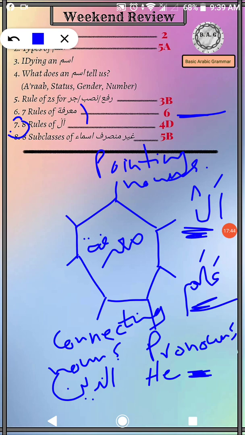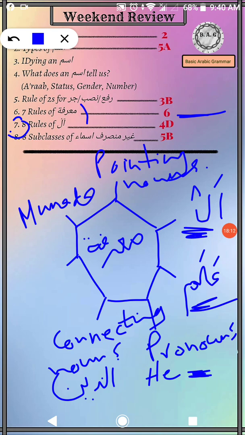Next, we have the munada. Munada is the one who is being called. So if I call out "hey boy", then boy, in spite of being nakra, is going to be marfa over here because it gets some bit of specificity added to it. So any ism that gets called becomes marfa.